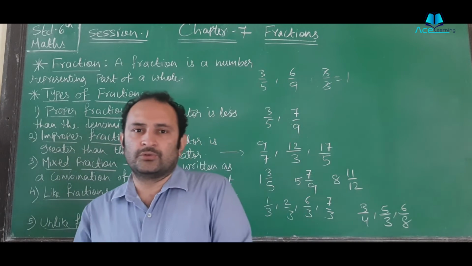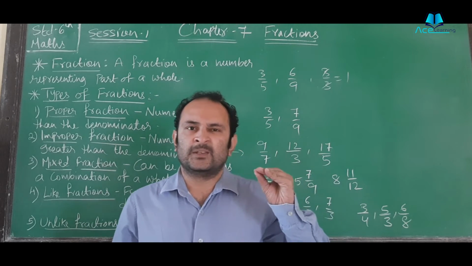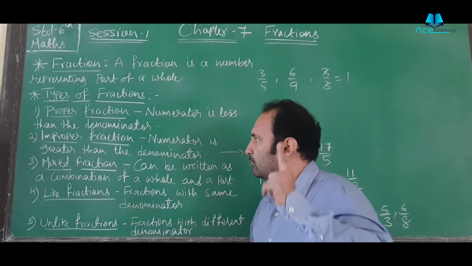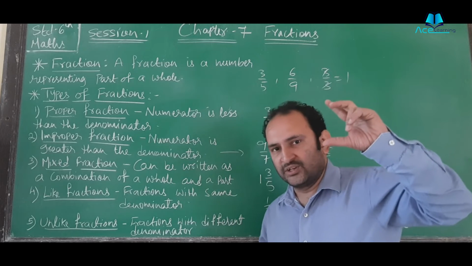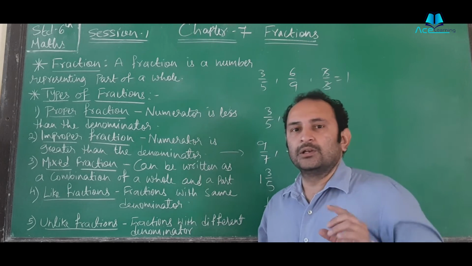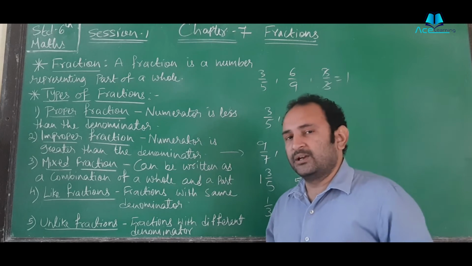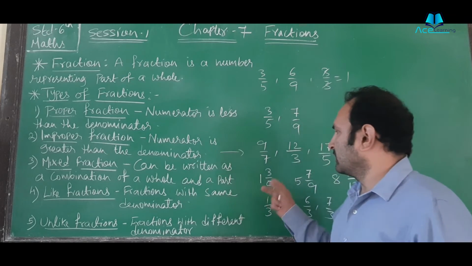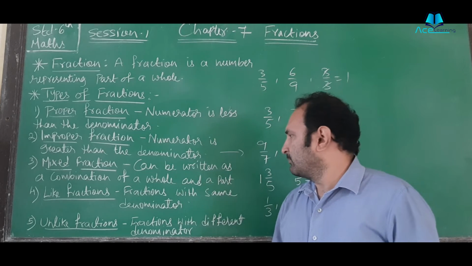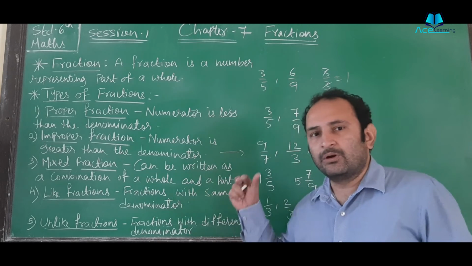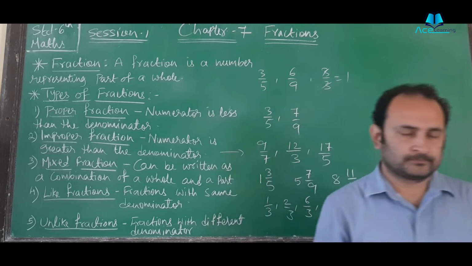Okay, children. So here we have studied 5 main things. पहले तो fraction क्या है? Part of a whole. Types of fraction: proper fraction, जिसमें numerator is smaller than the denominator. Improper fraction, when the numerator is greater than the denominator. Mixed fraction can be in the form of a combination of both whole and part of a number. Like fraction, जिसमें denominator same है, और unlike fraction, जिसमें denominator equal नहीं होता है. Okay, children.